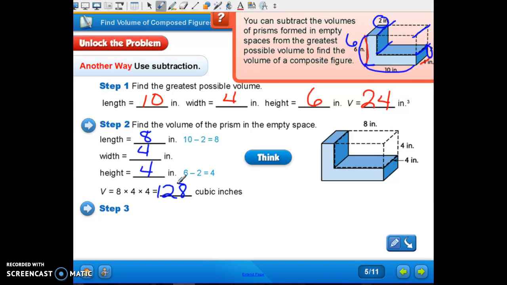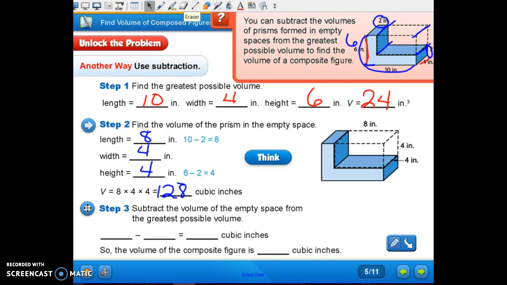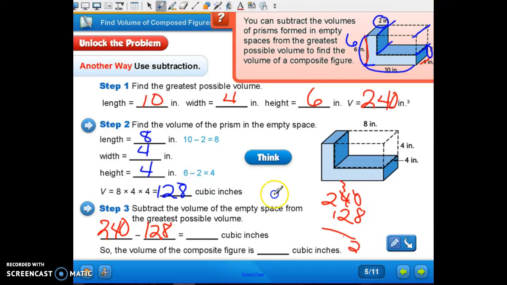Okay, so in this one, we found the whole volume and subtracted out the empty space. 240 minus 128. So subtract the volume of the empty space from the greatest possible volume. And I forgot to put a 0 on this. So here we go, 240 minus 128. So 240 minus 128 is 112 cubic inches. So the volume of the composite figure is 112.